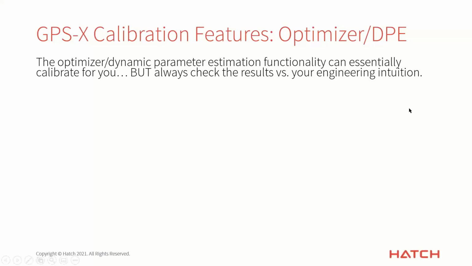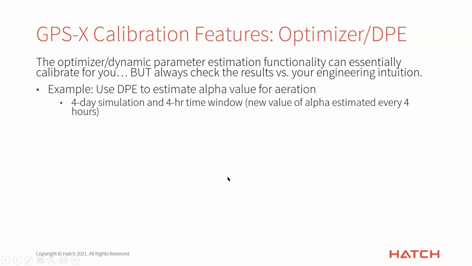So in this case that I'm going to show here, I'm going to show an example of using the DPE to estimate the alpha value for aeration. So I'm trying to fit the model predicted airflow to some data that we have by adjusting the alpha value. So it's going to choose a new alpha value every 4 hours over the course of a 4-day simulation.